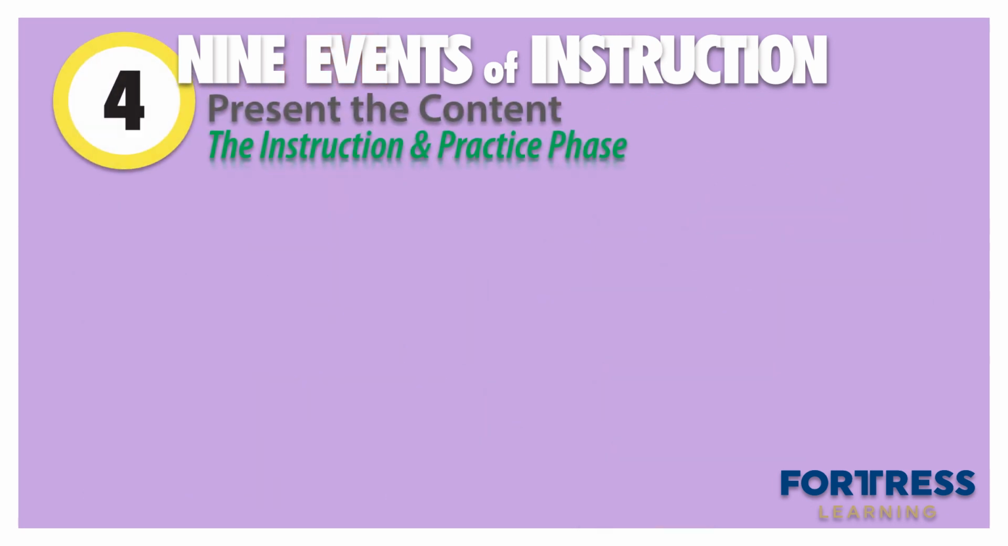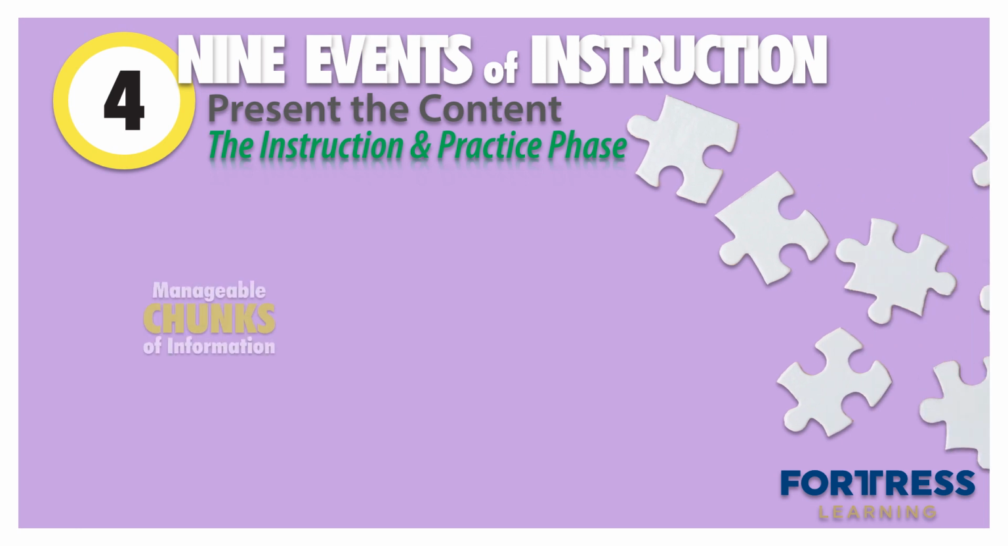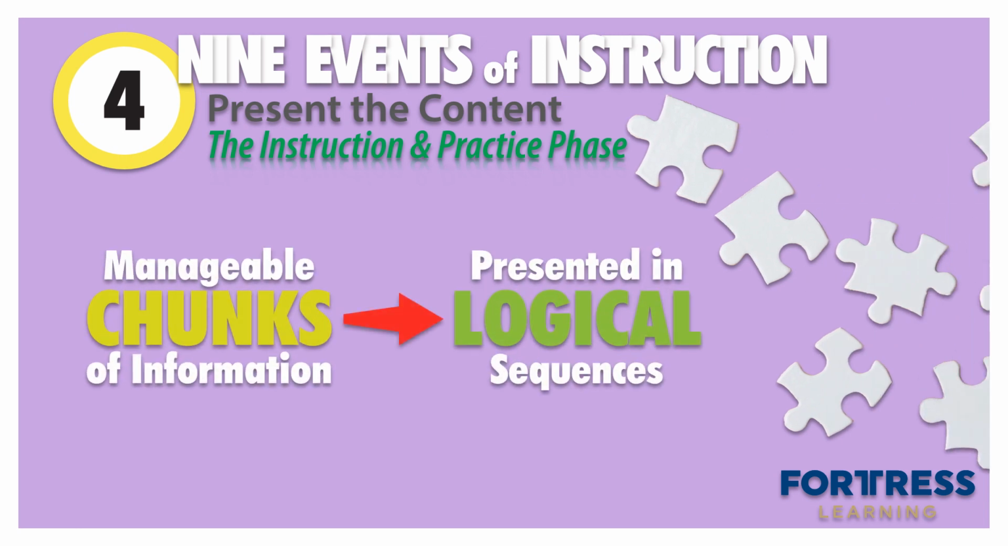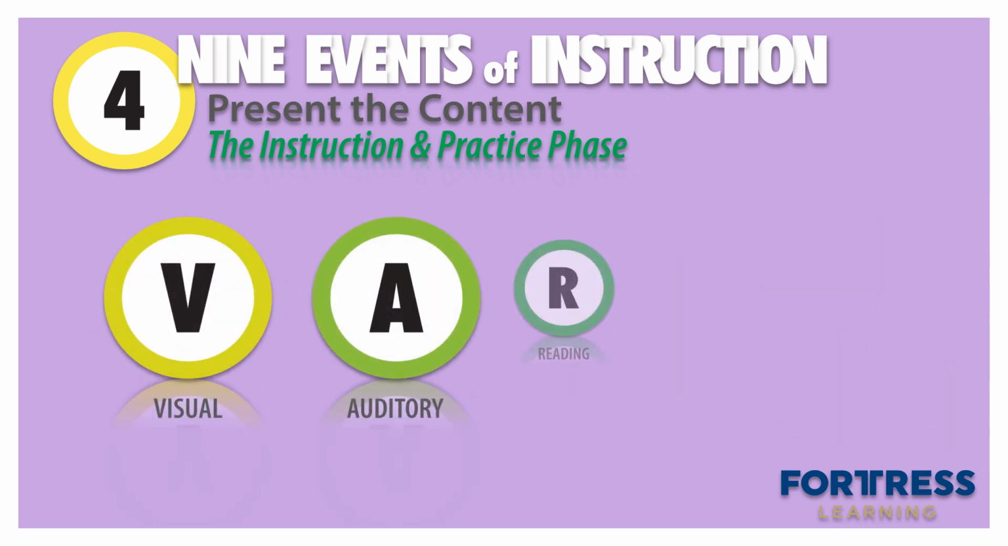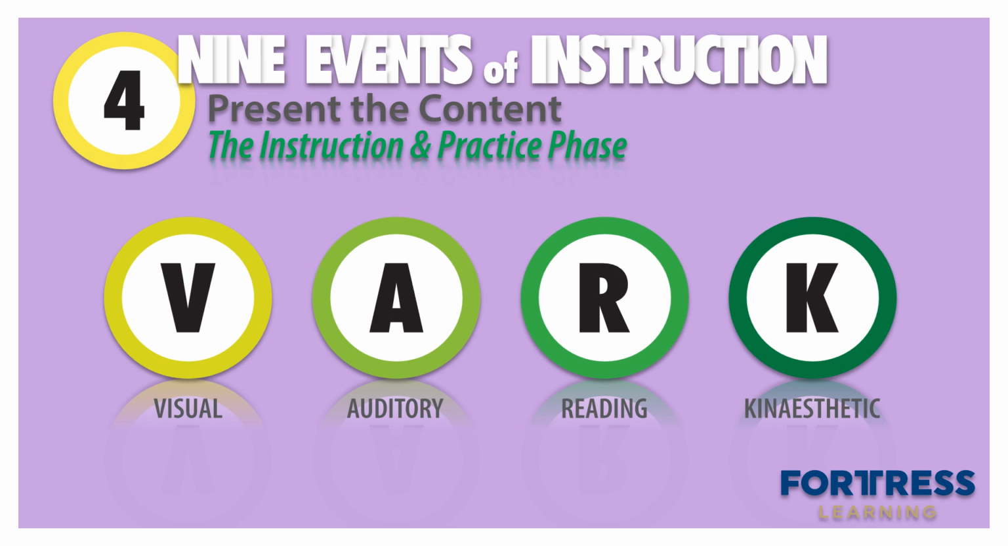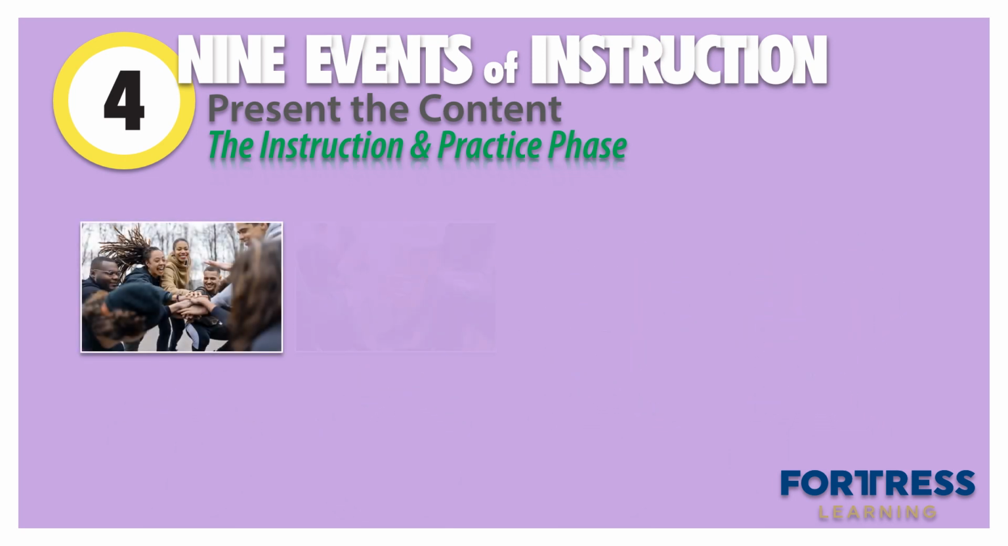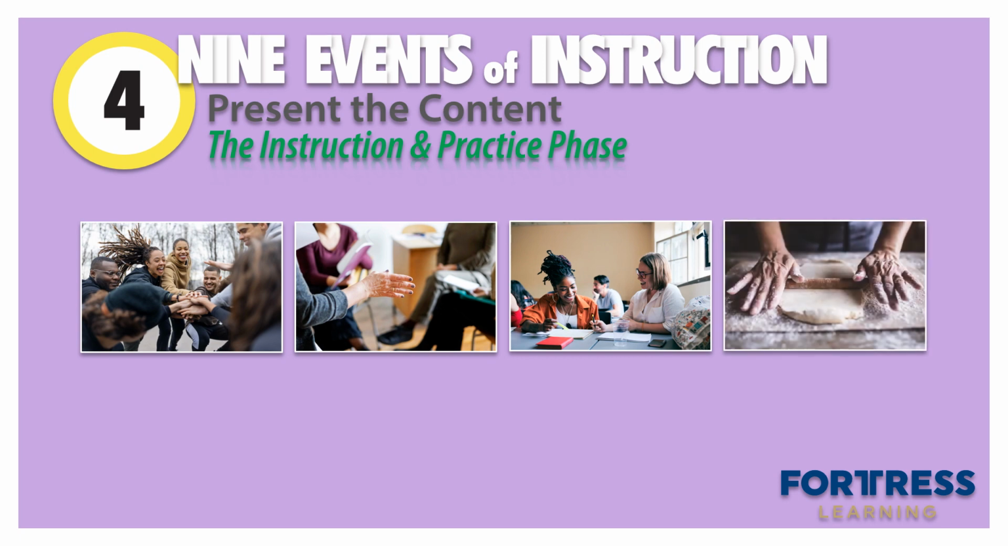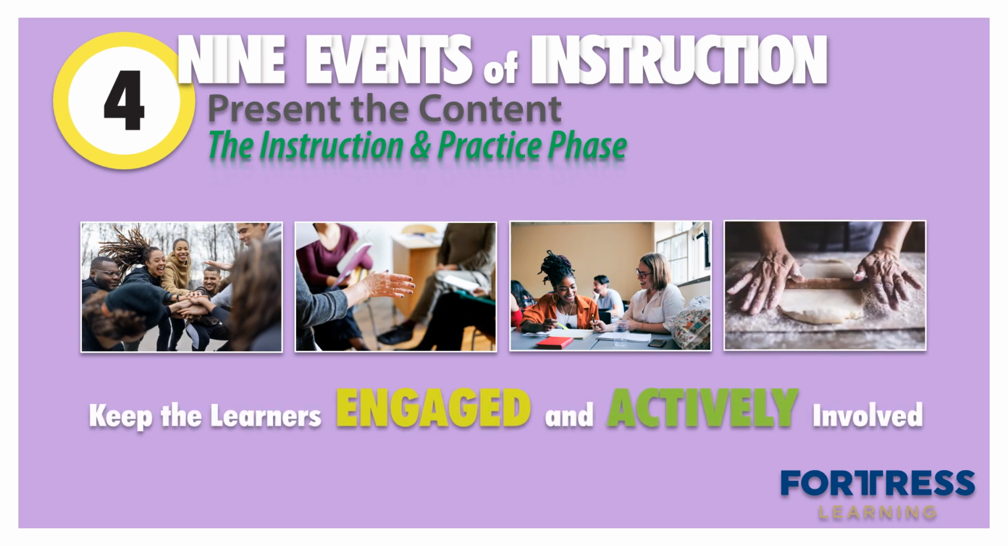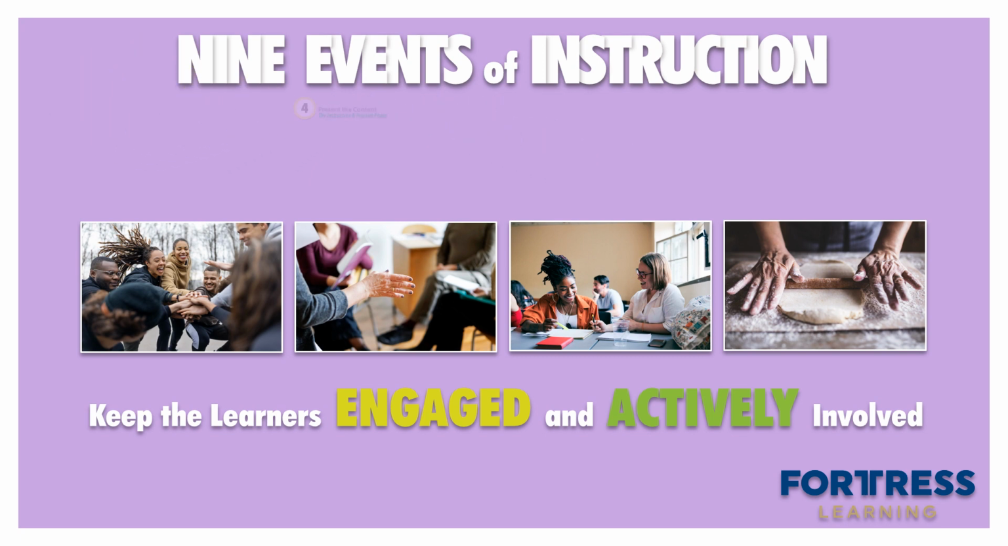The fourth event is about presenting the content. This involves chunking the content into manageable sized pieces of information and presenting it to the learners in a logical sequence. Using a variety of sensory methods and resources to present the content will allow the learners to take in the information in the way that best makes sense to them. It's also important at this stage to ensure the use of activities that keep the learners engaged and actively involved. This can include discussions with open-ended questions, hands-on and small group activities.